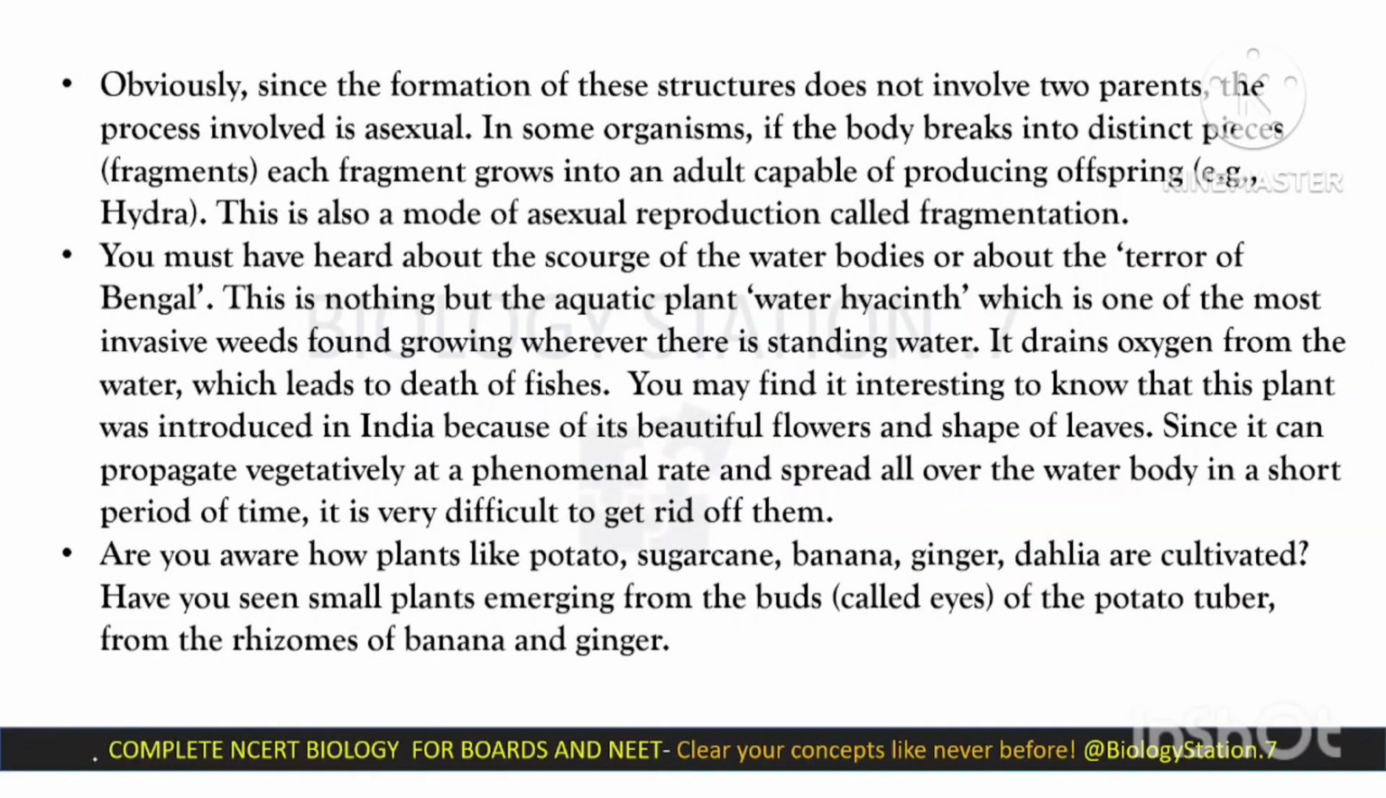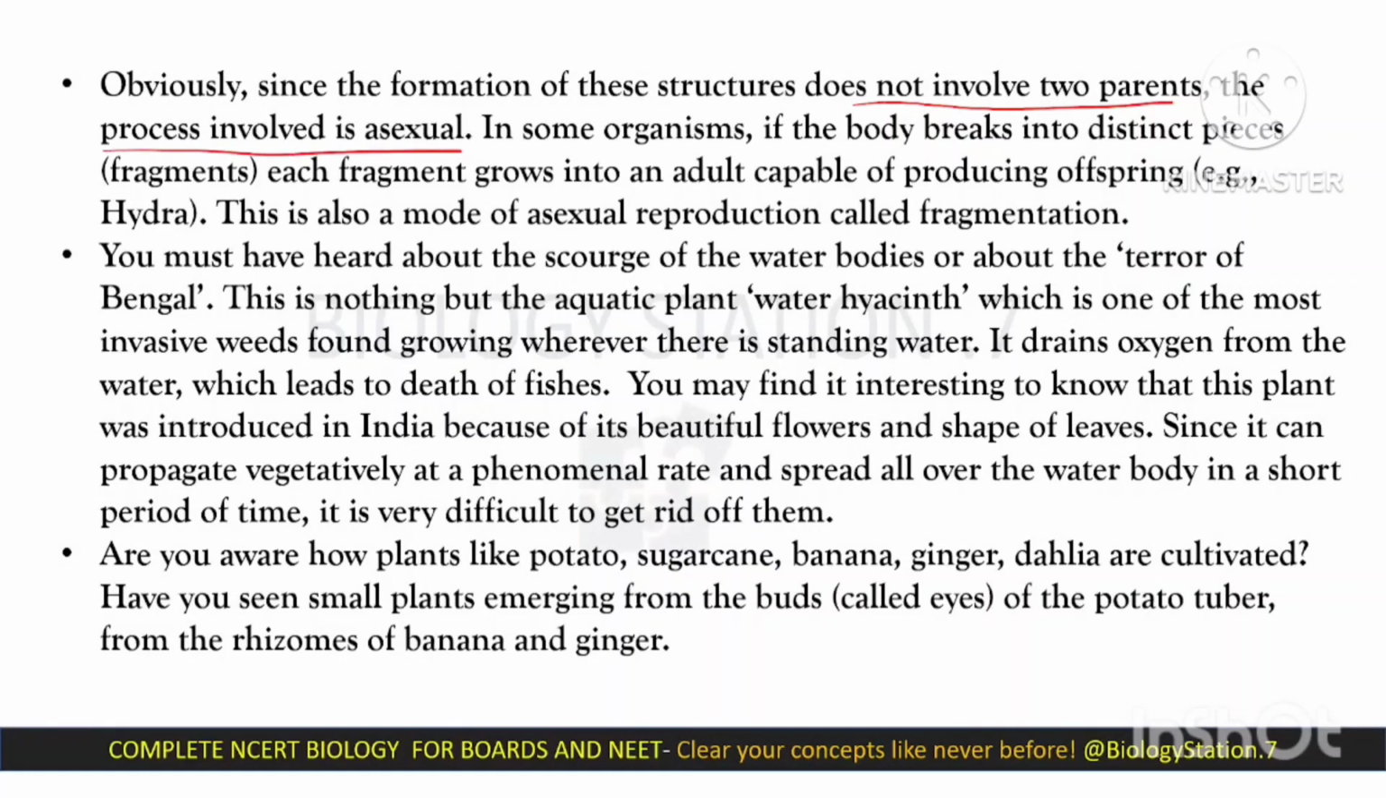So obviously, since the formation of these structures does not involve two parents, in all the examples you have seen in the diagrams, there is no involvement of two parents because only one parent is involved, and thus all the processes are considered to be asexual.